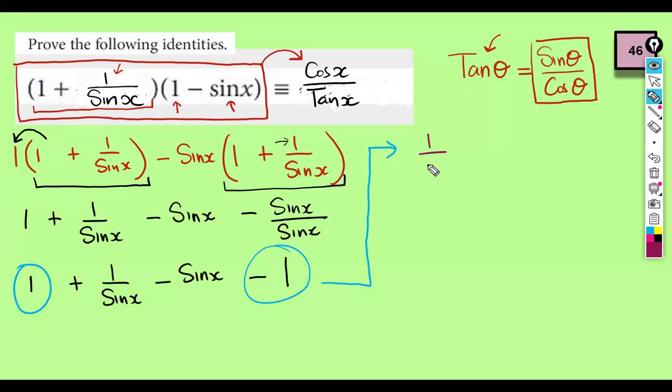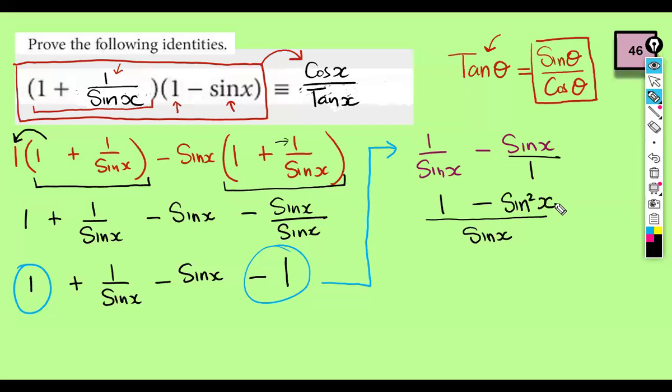So we have 1 on sine x minus sine x because the ones have canceled out each other. Sine x is the same thing as sine x on 1. Let's add up these two. Let's find the LCM. The LCM here is obviously sine x. Sine x into sine x is 1, 1 by 1 is 1. Minus 1 into sine x is sine x. Sine x multiplied by another sine x is sine squared x.